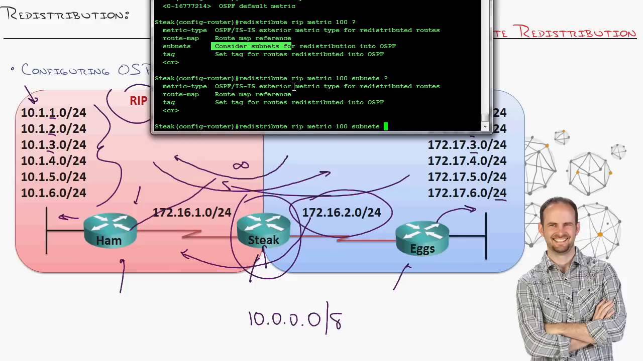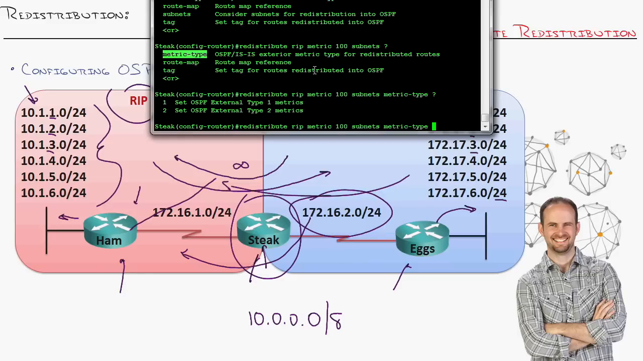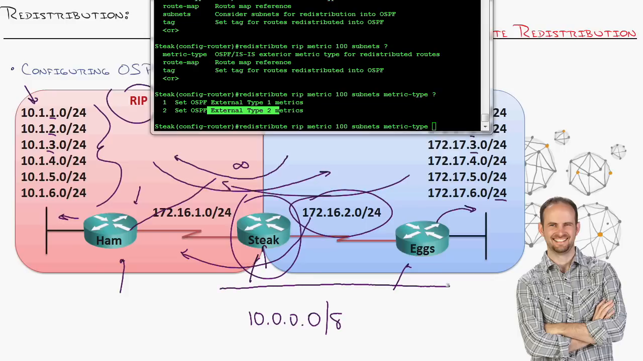Also notice we have an option of metric type. Metric type, where this is, I'm telling you, every single time I forget this, I always have to look it up. Metric type is going to be E2 or E1. So E2 is the default. If you just press enter without specifying a metric type, it will use E2. And what that means is it will not increment the metric as the redistributed networks pass through.